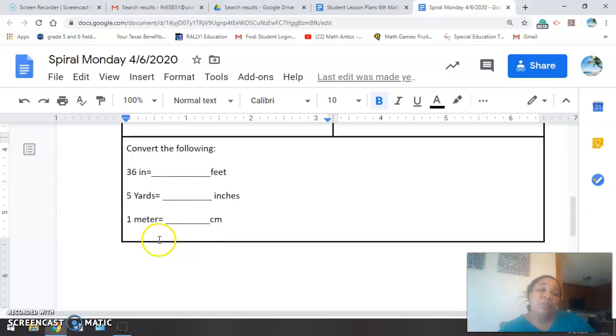And the last one is 1 meter equals how many centimeters? Remember the stairs. Kilo, hecto, deca, unit, deci, centi, milli.